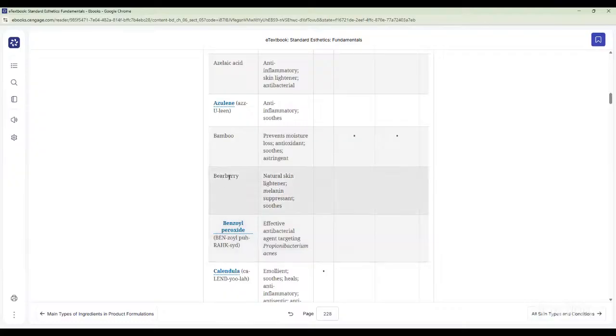Something we don't hear about, but bearberry: natural skin lightener, melanin suppressant, soothes. So this may also be an ingredient used for hyperpigmentation, but please check contraindications for bearberry and the other services you may do in this process.